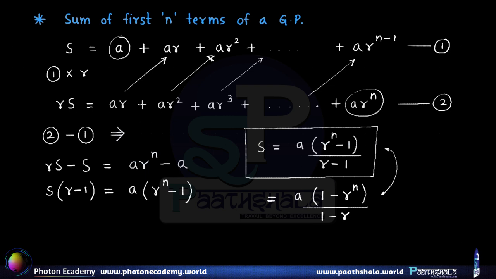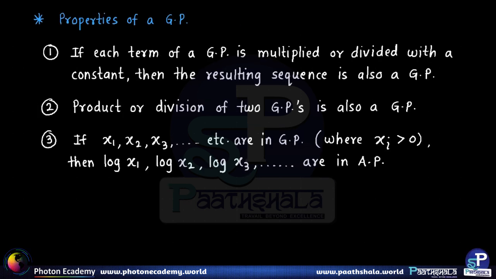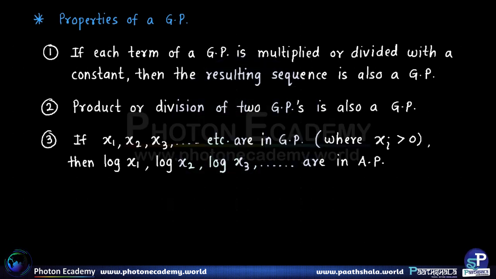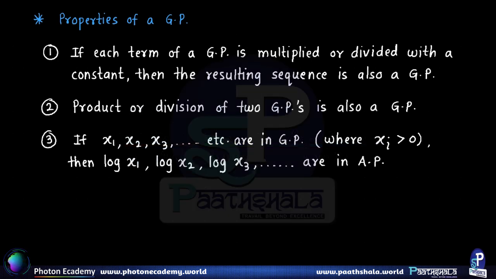Alright. Now let's go ahead and see the further topic, that is how the properties of geometric progressions are affected whenever we do some operation on each term. So the first property is, if each term of a GP is multiplied or divided with a constant, then the resulting sequence is also a GP. Then secondly, the product or division of two GPs is also a GP only.